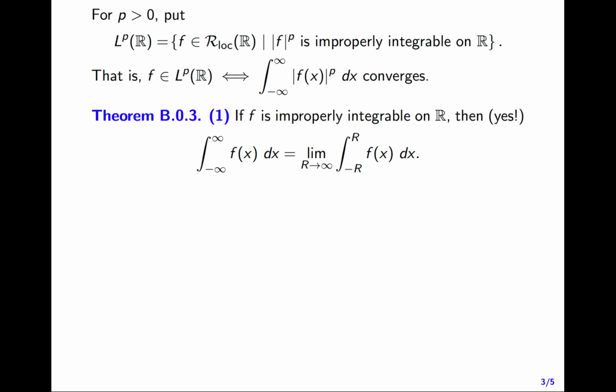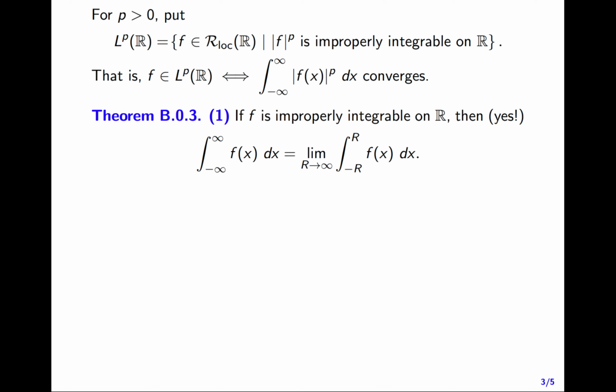And now let's look at some properties of the improper integral and these LP spaces. So this is theorem B.0.3. If f is improperly integrable on R, then gloriously the symmetric limit from the previous slide does exist. So if you know a priori that the function's improperly integrable, then its improper integral from minus infinity to infinity is given by the limit as r goes to infinity of the integral from minus r to r.